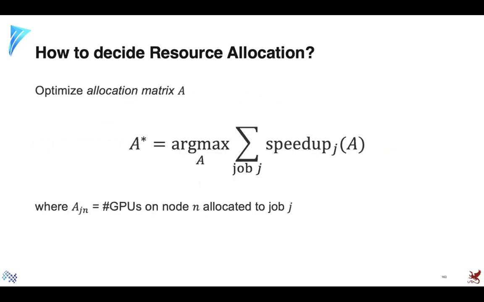So overall, we can decide the resource allocations for the entire cluster by optimizing an objective function of the following form. We essentially will want to maximize the sum of the speedups for each job J that's sharing the same cluster. And we want to make this optimization over the allocations to each job, which is denoted by the allocation matrix capital A. And here, the elements of the allocation matrix denote the number of GPUs on a certain node allocated to a certain job.